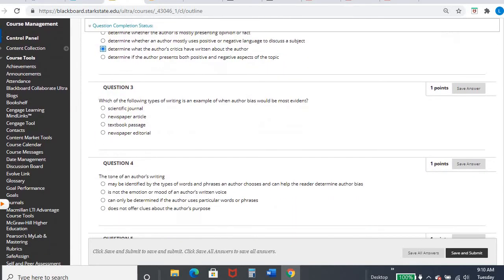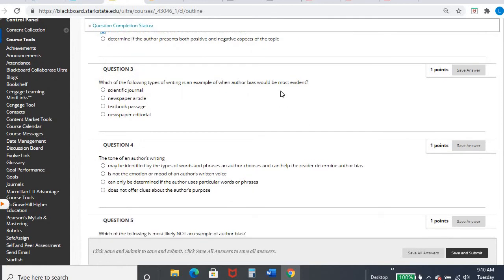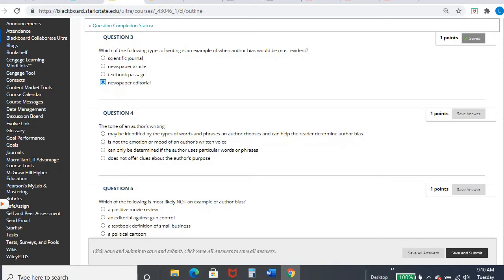Number 3, which of the following types of writing is an example where author bias would be most evident? Journals, articles, and textbooks, I'll tell you right now, are supposed to be without bias. They're supposed to just give facts. An editorial is literally an opinion. A newspaper editorial is when someone gives their opinion on a topic. So that is when the bias would be present.